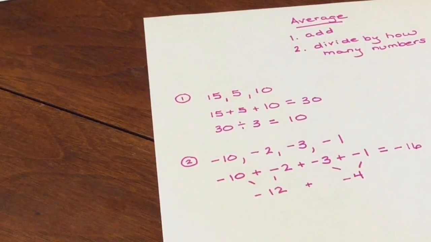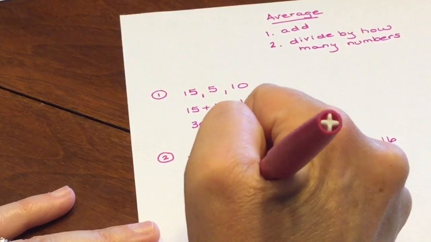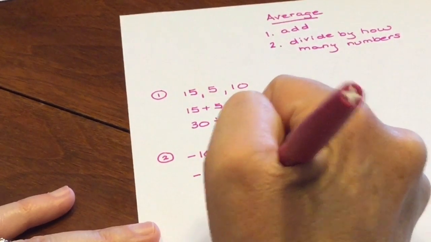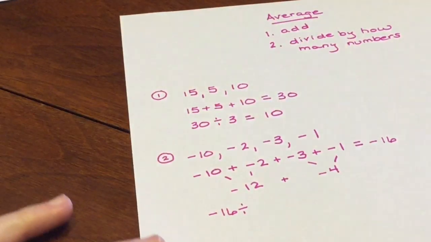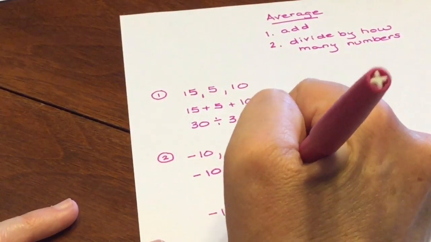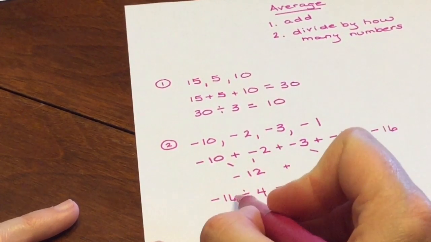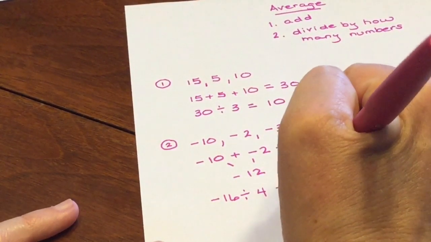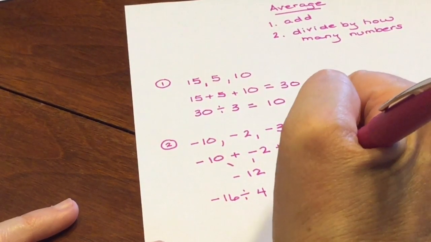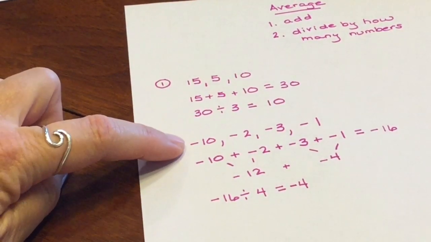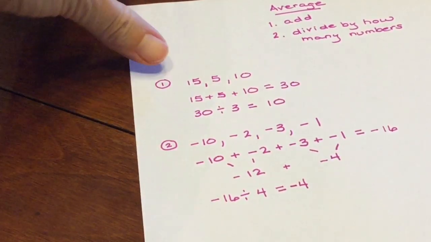So for my first step, I've added. Okay, I have a negative answer. And then I'm going to do negative 16 divided by, we had 4 numbers that we were finding the average of, so we're going to divide it by 4. Okay, now we're going to use the division rules here. 16 divided by 4 is 4, and a negative divided by a positive gives us a negative. So the average of these 4 numbers is negative 4.